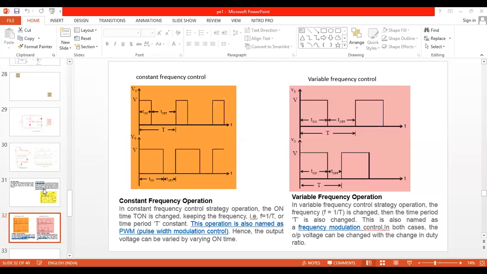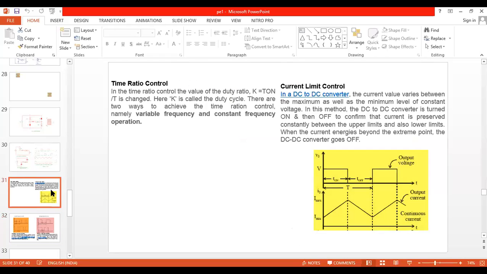So what is this 2 marks question? Current limit control and time ratio control. In time ratio control, we can keep the frequency constant or change the frequency value, and thereby control the speed of the motor. And remember this formula: duty ratio is T on by T, where T on is the time taken for the chopper to turn on, which it is conducting.